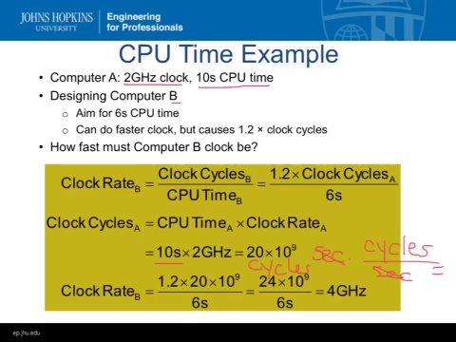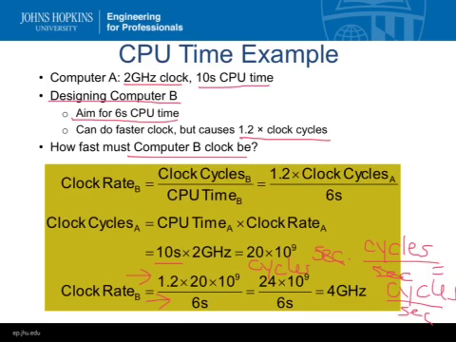Now say we want to design a new computer and we want it to run that program in 6 seconds. We do it, but it causes more clock cycles. So what is the clock rate of our new computer? To get the clock rate, we would take the number of cycles, because clock rate is cycles per second, right? So we take the number of cycles for the program divided by the amount of time for the program, and we get the clock rate.